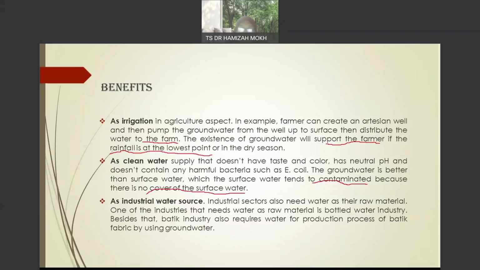Next, in the industrial field. In the industrial sector, we need water as a raw material, for example the bottled water industry. Besides that, other industrial activities such as batik also require water for the production process. And as an alternative, the production process can use water from the groundwater.